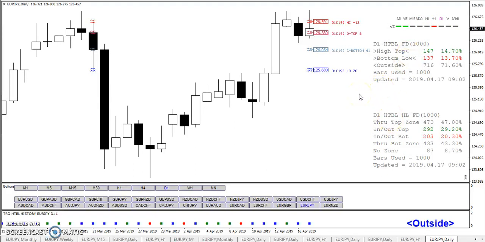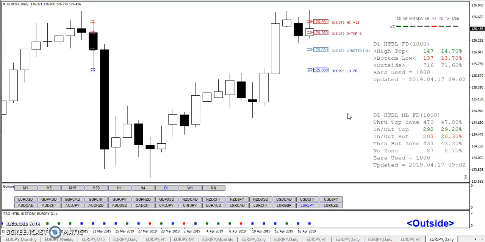It's just that simple. Here we've got, how many times does price run through the top of the zone? Through the top zone, 47. How many in and out of the top? 29%. In and out of the bottom zone, 20. Through the bottom zone, 43. Once again, showing how many times it doesn't even hit the zone? Only 8.7% of the time. These are statistics.